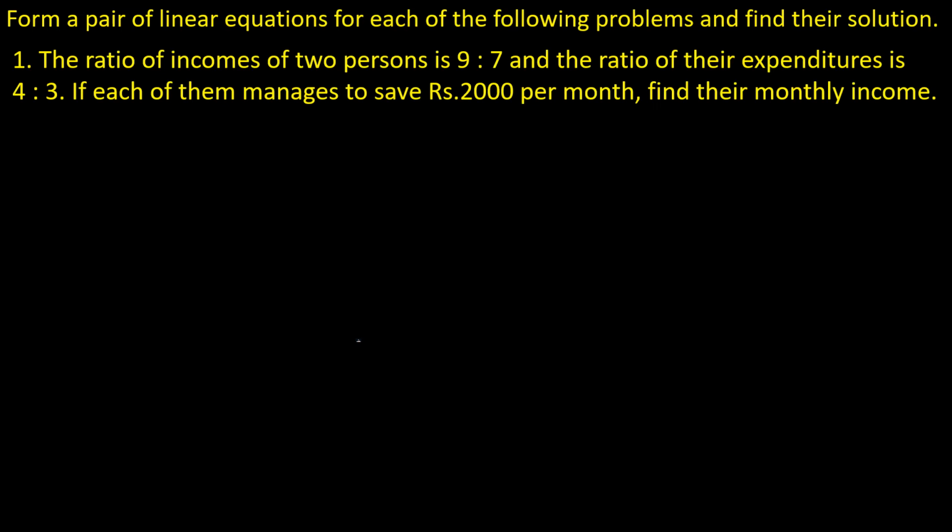Okay, the first one is: the ratio of incomes of two persons is 9:7 and the ratio of their expenditures is 4:3. If each of them manages to save 2000 rupees per month, find their monthly income. That's the problem.